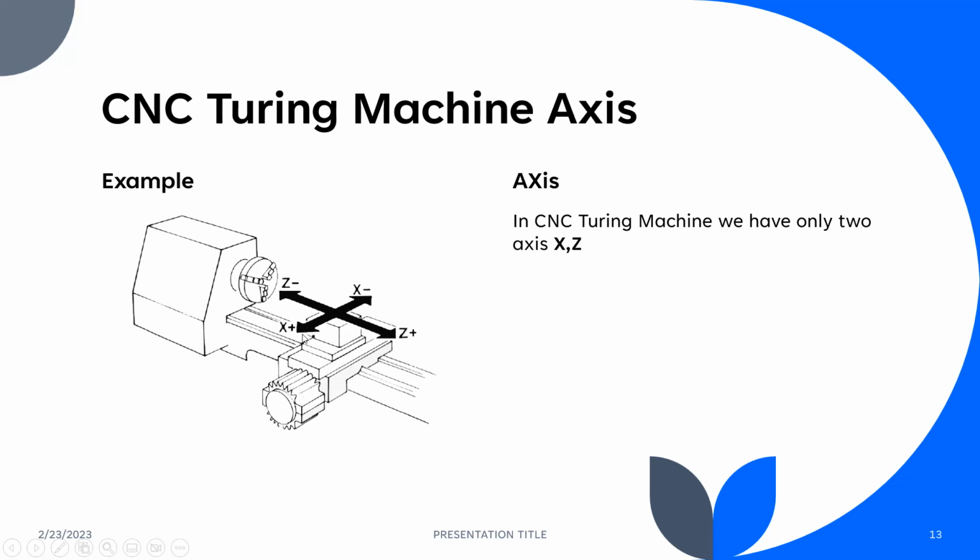So don't forget, in a CNC lathe machine we have only two directions. In a milling machine we have three directions, that is X, Y, Z. In a lathe machine only two directions, that is the X coordinate and Z coordinate. If I want to move the tool post toward the workpiece, that is minus Z. If I want to give the feed, that is minus X.